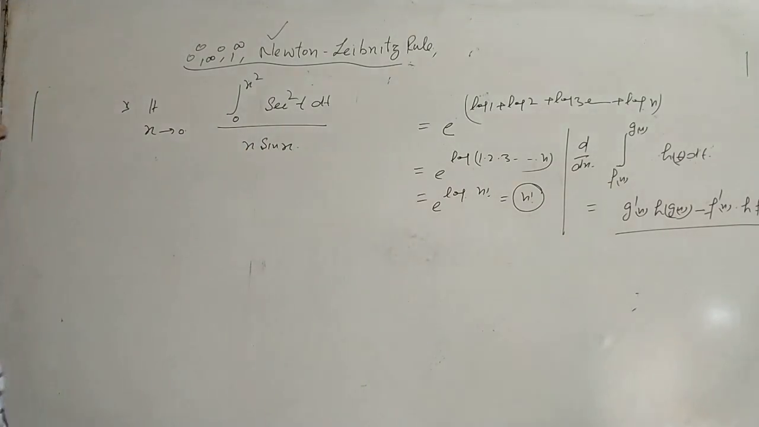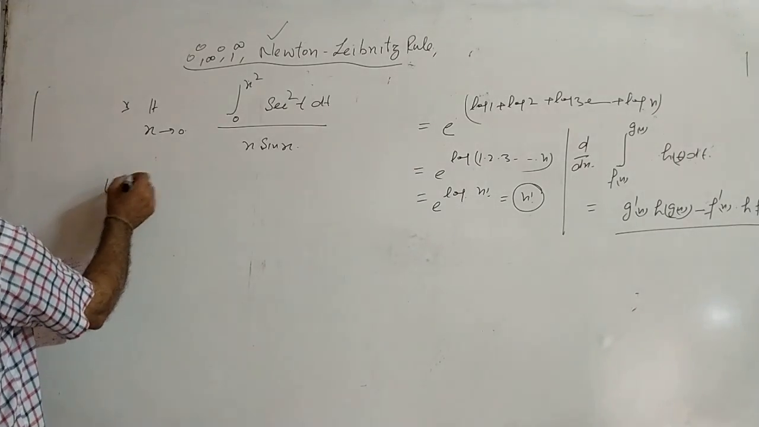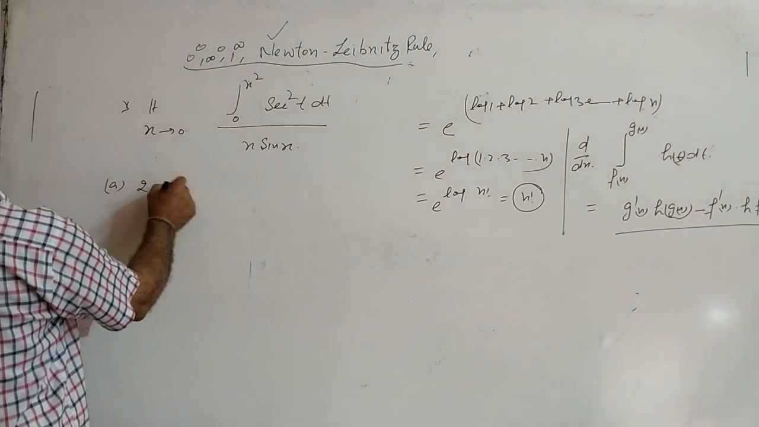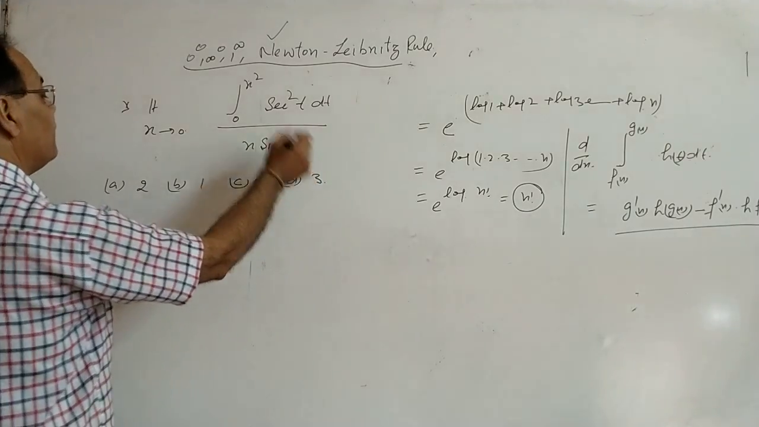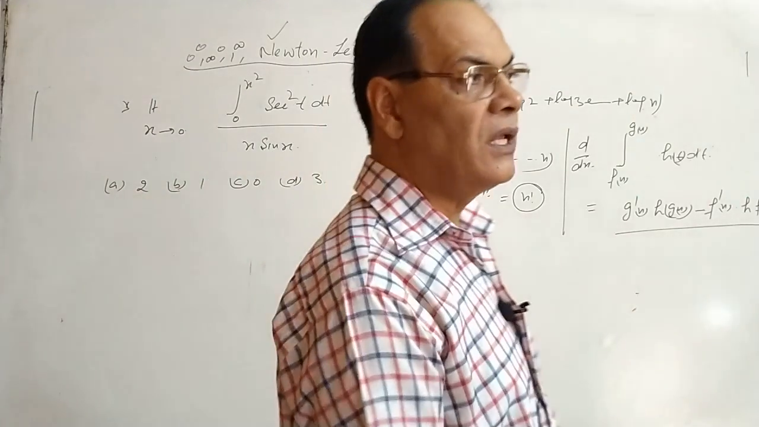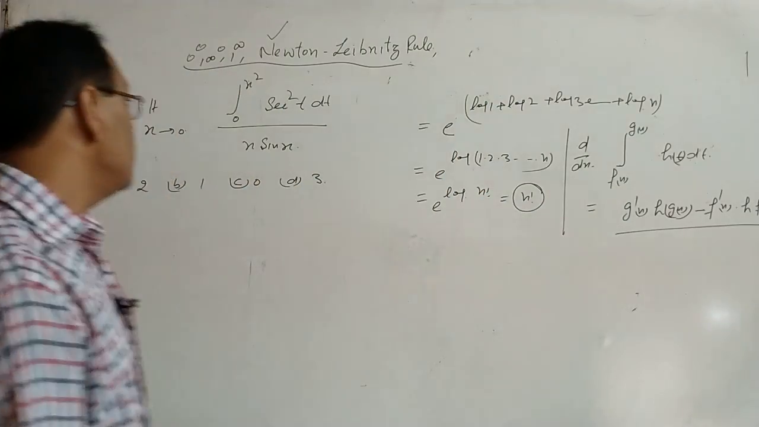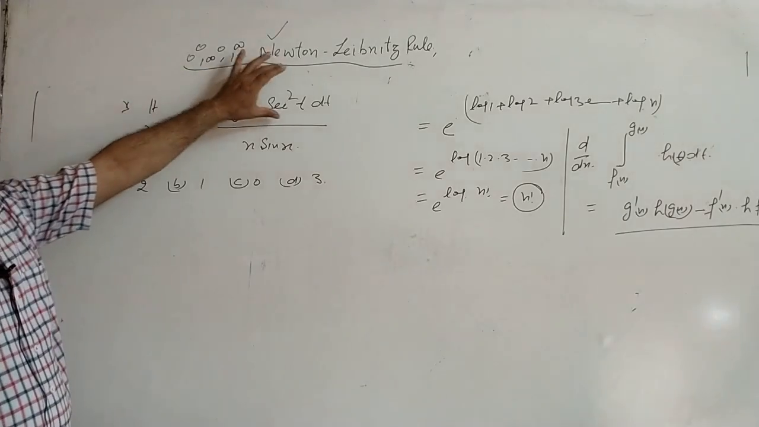Now he says evaluate the limit of this function, and you are given options: A is 2, B is 1, C is 0 and D is 3. How can we evaluate the limit? Now you can see in the numerator you are given the integration of this part.